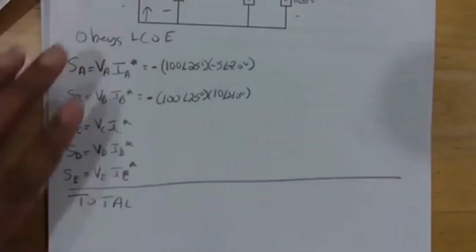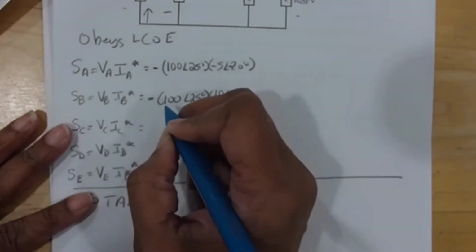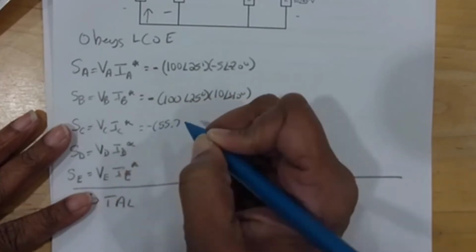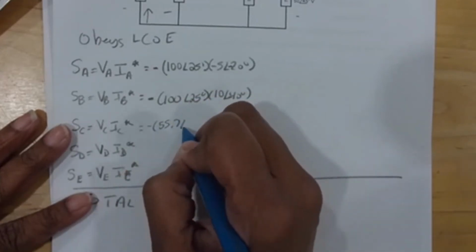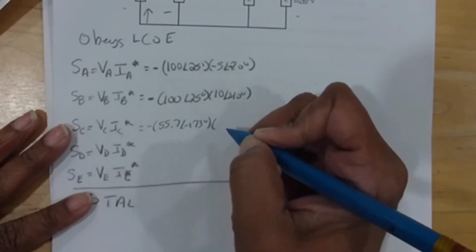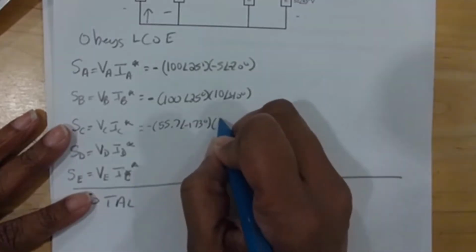SC also goes in at a minus sign. So this is going to be negative 55.7 with an angle of negative 173 degrees. And IC current is 5.57 with an angle of negative 58 degrees.